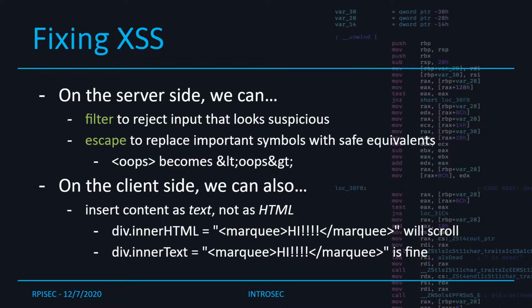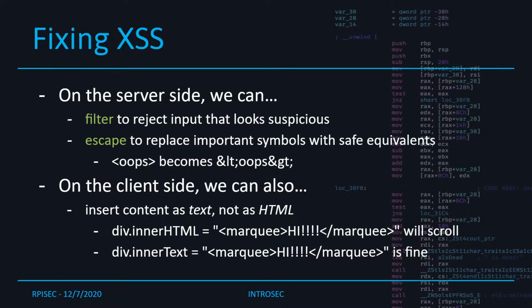You can also try to escape the input, which means you take the meaningful symbols and replace them with meaningless equivalents. So for example, you could escape the angle bracket in oops to produce an ampersand, lt, semicolon thing, oops. And the browser will render that as an angle bracket, but it will not interpret it as HTML. And so that's that separation of code and data that's incredibly important to keep things safe.